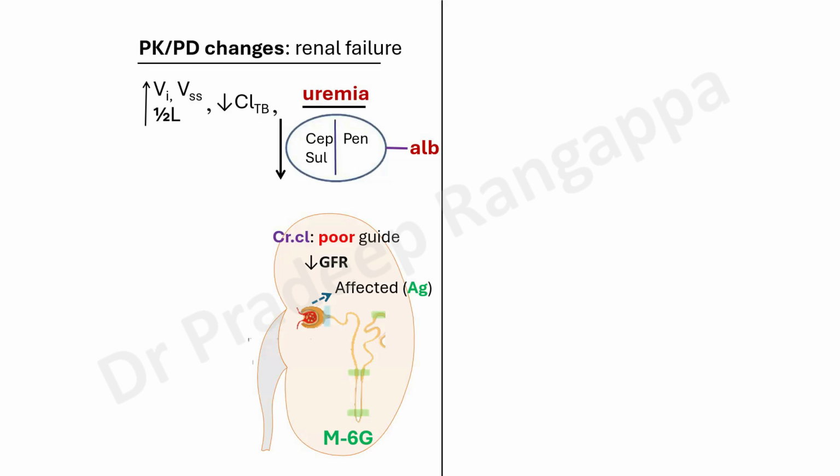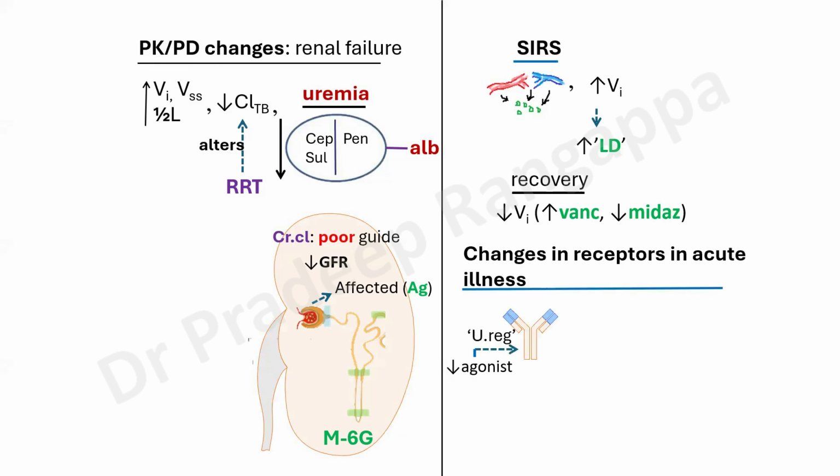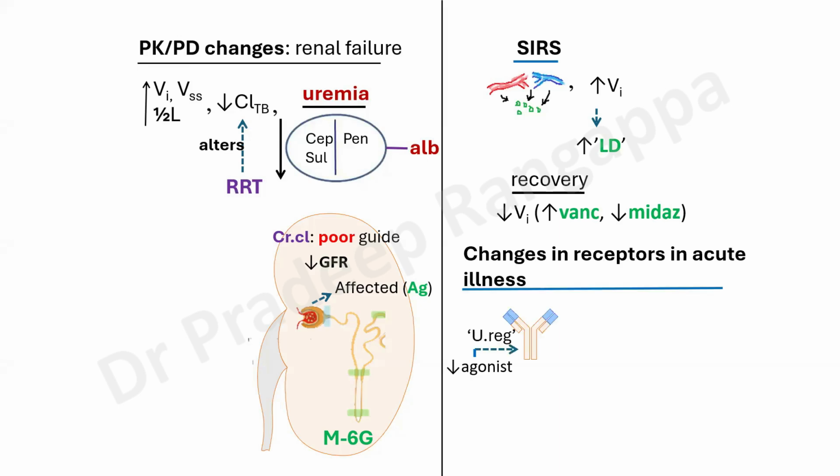And morphine tends to accumulate in acute kidney injury, because of the accumulation of its metabolite, morphine 6-glucuronide. And RRT also alters your total body clearance. In SIRS, again, your volume of distribution is high and you need a higher loading dose. And during recovery, your volume of distribution tends to come down, which increases your vancomycin levels and midazolam levels.